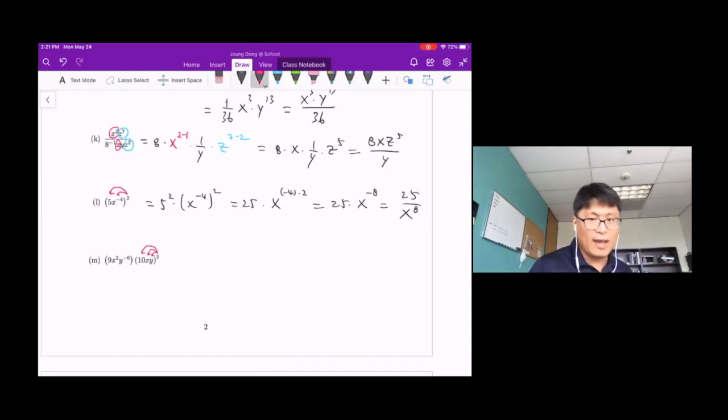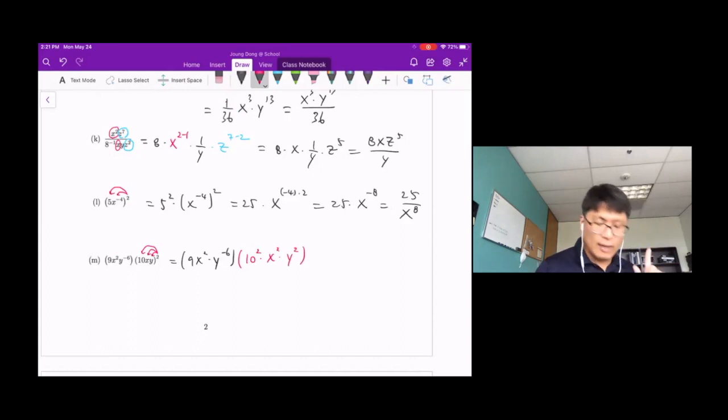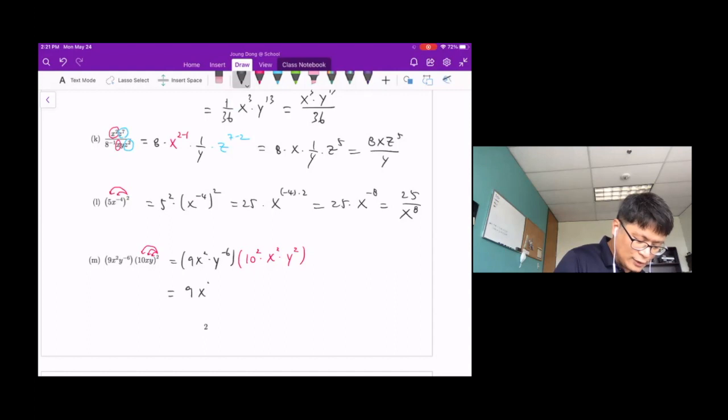The square is working for 10, x, and y, totally separately, okay? So let me write this again. The first term is just like, write it again. Then we're going to take care of this later. And the second parenthesis will be 10 squared, x squared, and y squared. Okay, let me simplify one more time. It is equal to 9x squared y to the negative 2, and 100 x squared y squared.